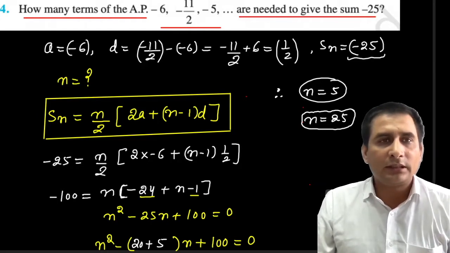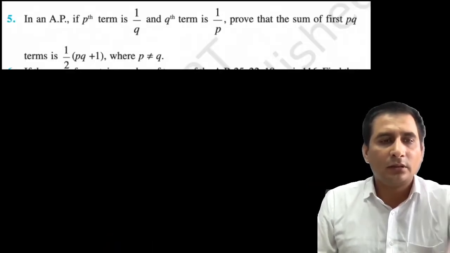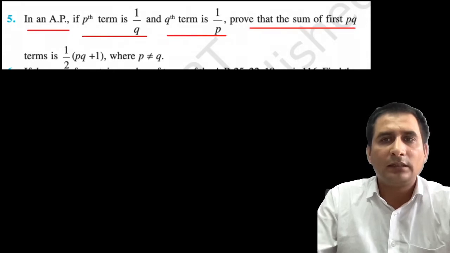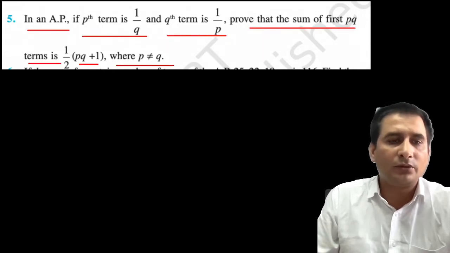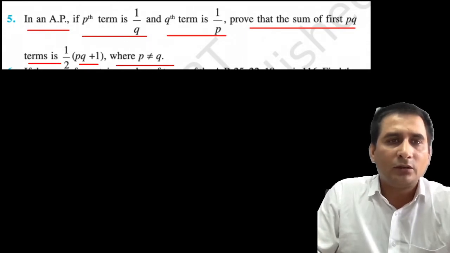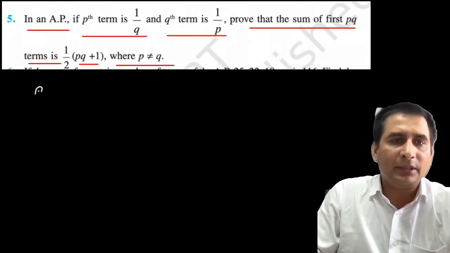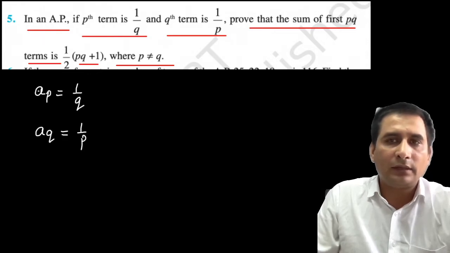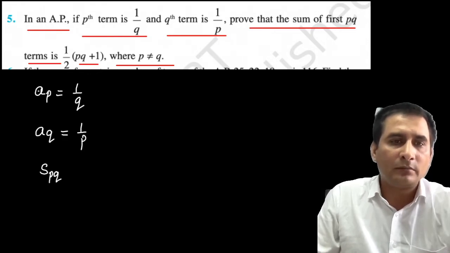So I hope this question is clear to you all. Now let's move to the next question. Look at this question number 5. In an AP, the pth term is this, the qth term is this. Prove that the sum of pq terms is 1 by 2 (pq plus 1), where p and q are not equal. So let me write the given data. So pth term means AP is 1 by q. Qth term means AQ is equal to 1 by P. And what we need to find? Sum of PQ terms. So this thing we need to find.